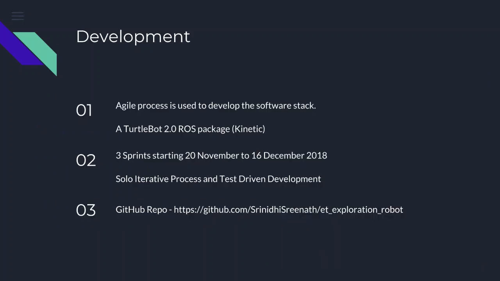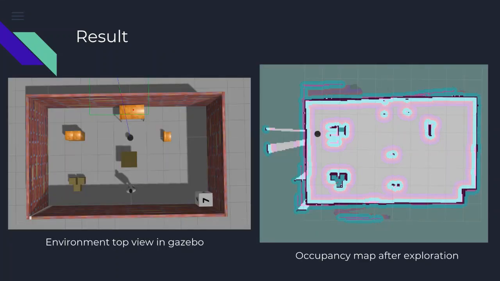So a little bit about the development of this project. I used an agile process for developing the software stack, which is basically a ROS package. The entire project spanned 3 sprints, from 20th November to 16th December. The development process included a solo iterative process and test-driven development. The entire project is on the GitHub repository, which I'll shortly show to you. Before that, here is a sample result of the project.